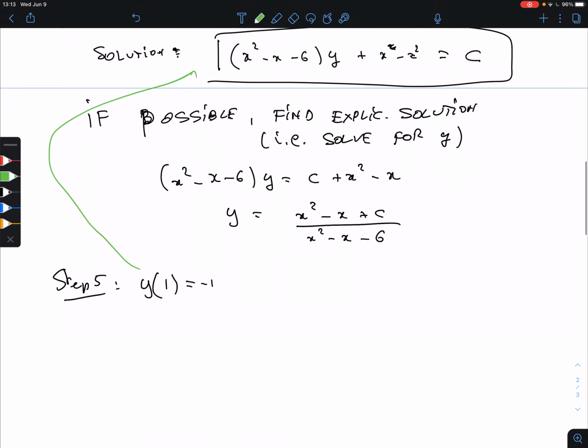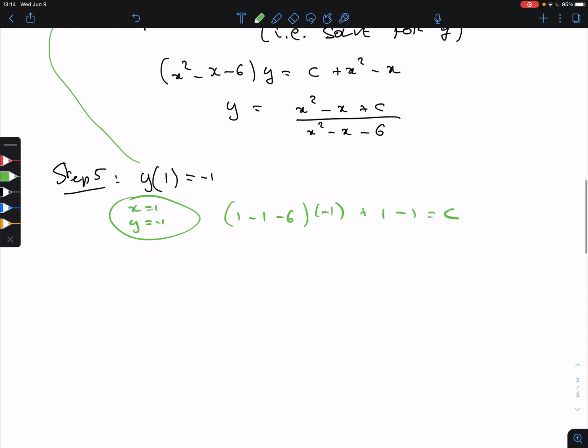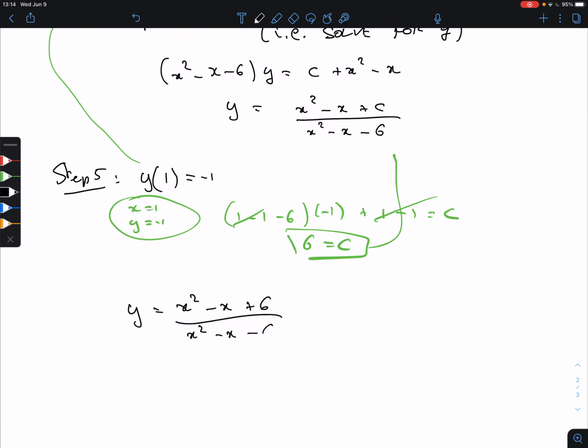So what does this mean? The interpretation is that if x is 1, then y is negative 1. So these are the two values that I plug in. So I plug in 1 here, I get 1 minus 6 times minus 1 plus 1 minus 1, x is 1, minus 1 equals c, right? C that I don't know yet. So let's work everything out. These ones cancel, minus 6. So I see c is 6. And I plug this in, and I find that my solution is x squared minus x plus c over x squared minus x, minus 6.